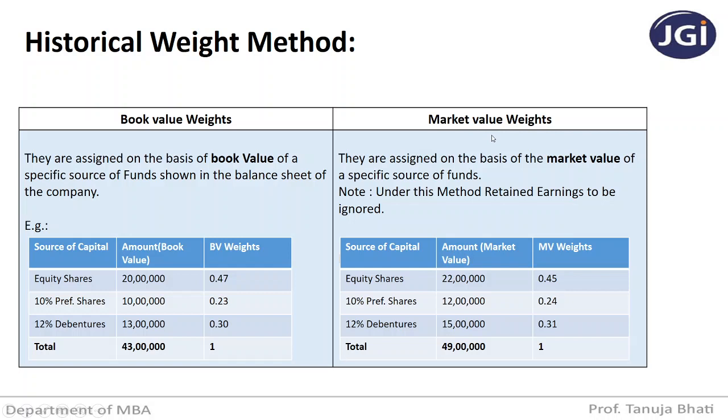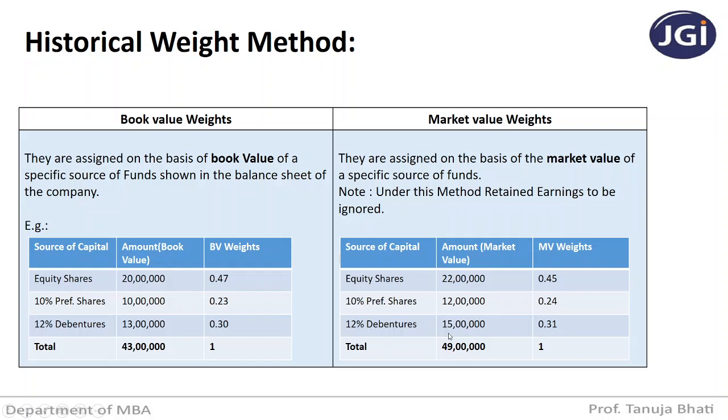Moving ahead to market value weights. They are assigned on the basis of the market value of a specific source of fund. So what is the value of the company's equity shares in the market? Say it is 22 lakhs. What is the value of preference shares in the market for the respective company? 12 lakhs, and debentures 15 lakhs. So how will you then assign the market value weights? Based on the market value. So it will be 22 lakhs divided by 49 lakhs, so it is 0.45. For preference shares, 12 lakhs divided by 49 lakhs, it is 0.244.